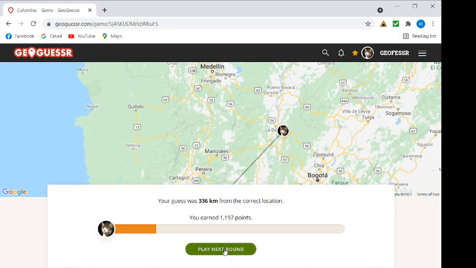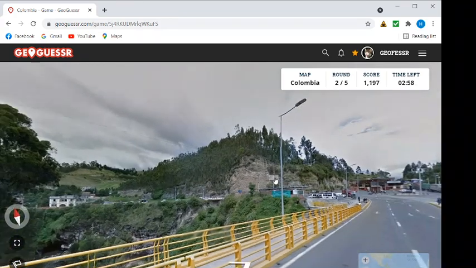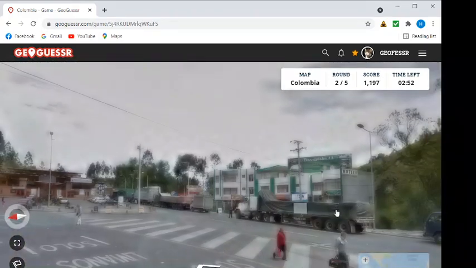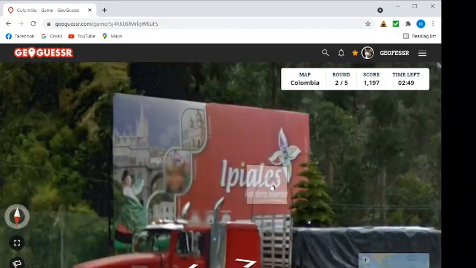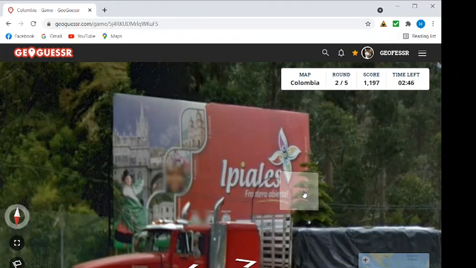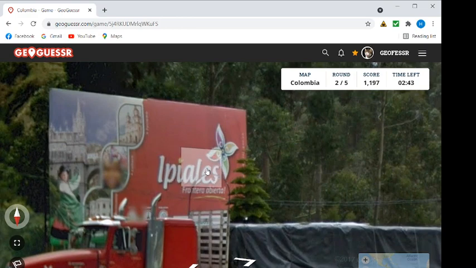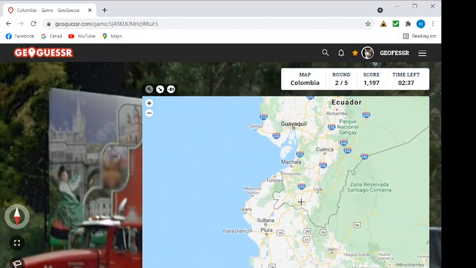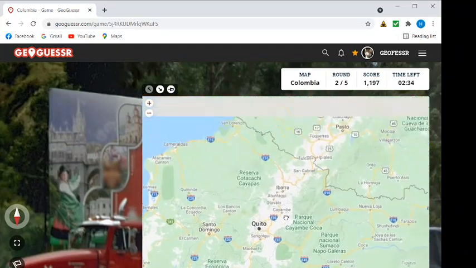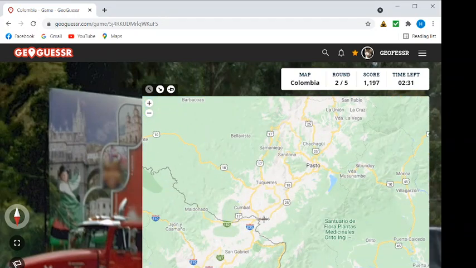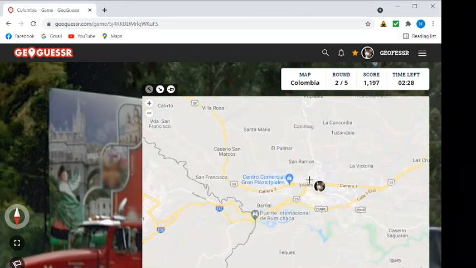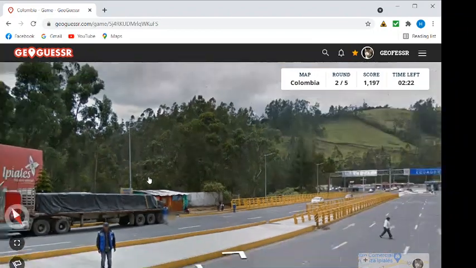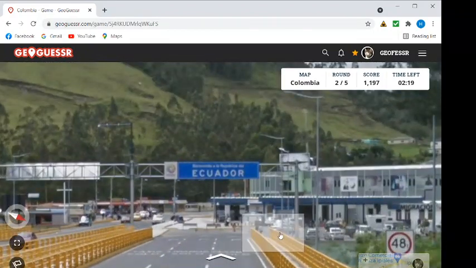Okay, so I guess the next round we have Ipiales, Frontera Abierta. I think the frontera that's being referred to is the one with Ecuador. I think that because I know I've seen the name before. Oh wait, that's Ecuador. What I meant was near Pasto, right? Ipiales, okay. Yeah, so it is on the Ecuador border. Oh, this is really on the Ecuadorian border.